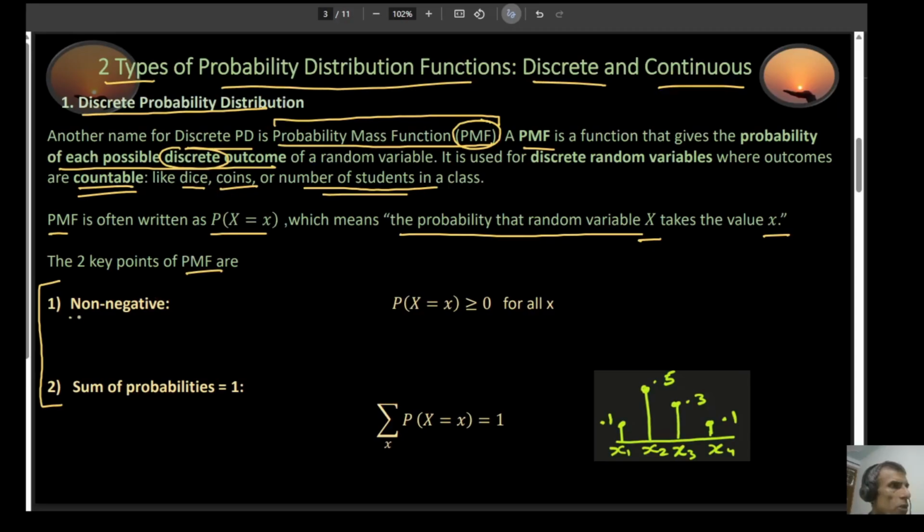Number one, it is non-negative. In other words, the probability of something happening. This expression says that the probability of something happening is either zero or greater than zero. Either it's going to happen or not going to happen. That's what this is saying.